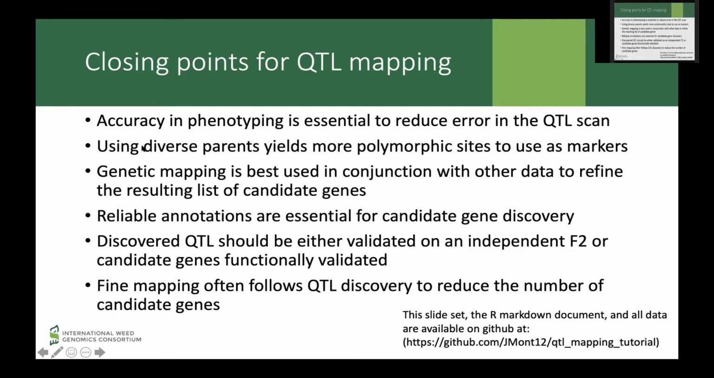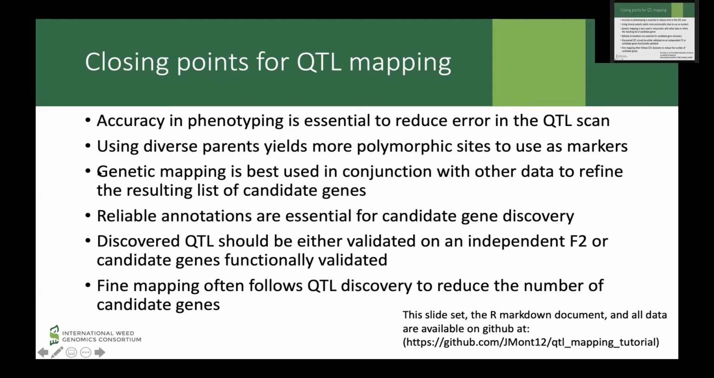Another thing is to use diverse parents. So whenever I showed the GIF, every point had its own plot. You can only make a plot if you have a polymorphism between your parents, something that's different, something that's segregating. And so by using diverse parents, you can have more markers and therefore more resolution. In this data set, I only put one marker every megabase pair. In reality, you should have marker density much higher than that.